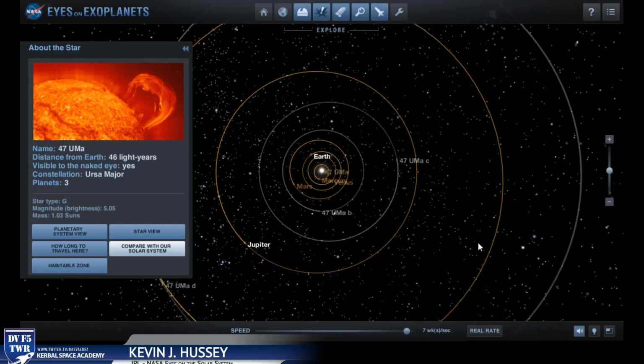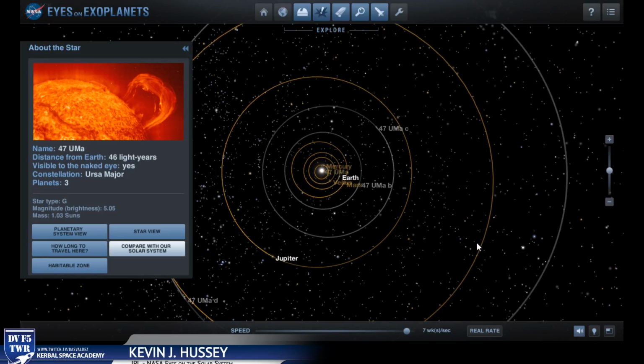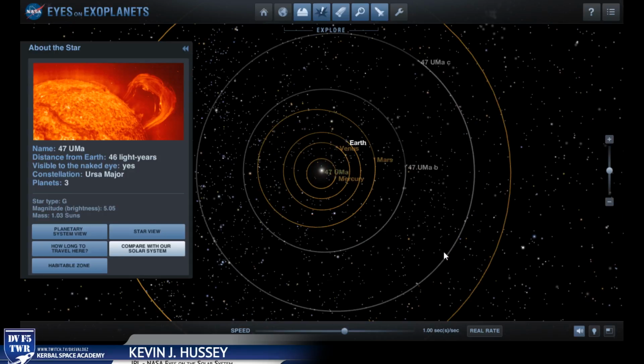This one looks similar to ours. We have this kind of time warped right now. This isn't real time. This is 7 weeks a second. You can change that just by sliding this down to real time. Now it's backwards, and then you can say real rate, 1 to 1, 1 second per second. Of course, things aren't moving there.